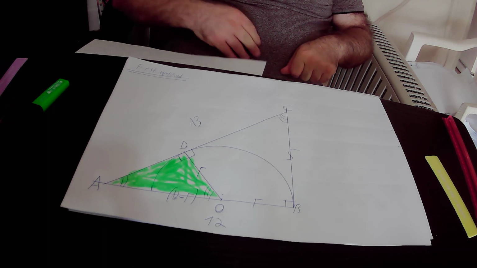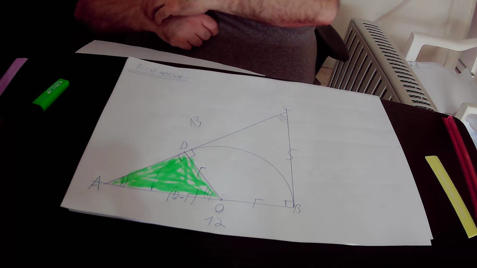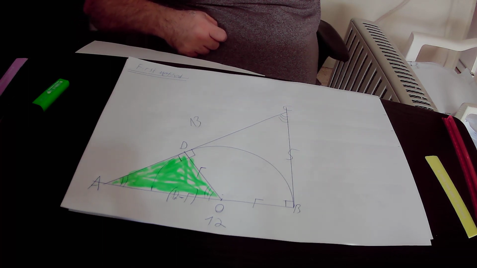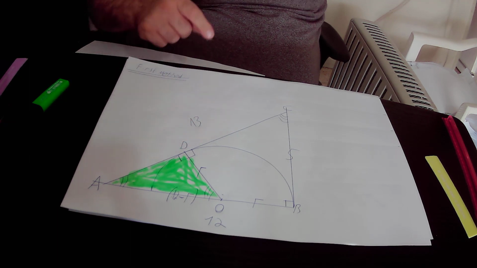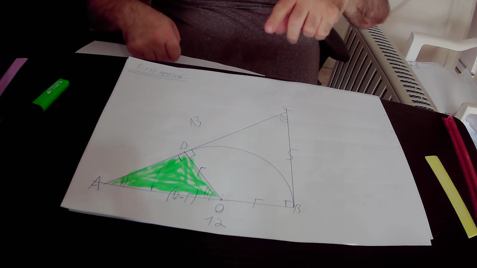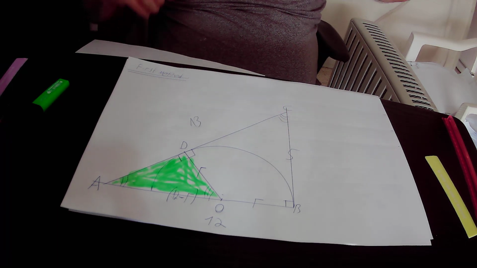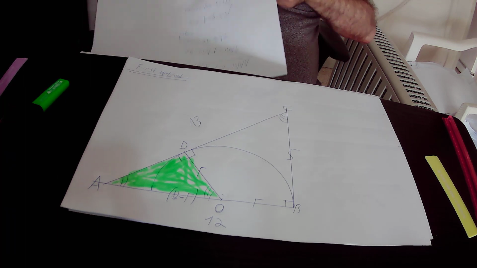Okay, so we actually proved that all three angles in triangle ABC are congruent to all three angles in the green triangle. Therefore, we proved the triangle ABC is similar to the green triangle according to the angle similarity rule. So I will write it down.